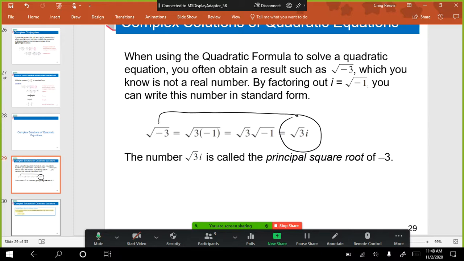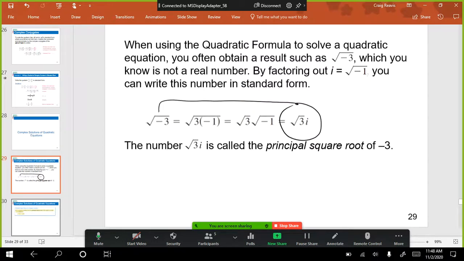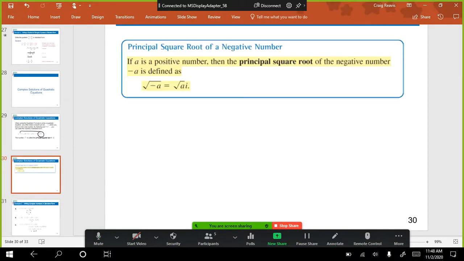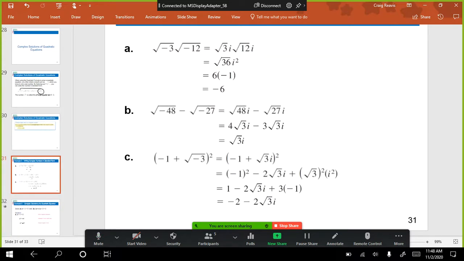Anytime there's a negative inside the square root, to simplify it, you're going to have to bring an i to the outside, because the square root of that negative is i. Just like we don't want to leave the square root of 4 in a square root. We have to simplify it out. That's called the principal square root. So the square root of a negative number is the square root of that number times i. That's called the principal square root. All right.